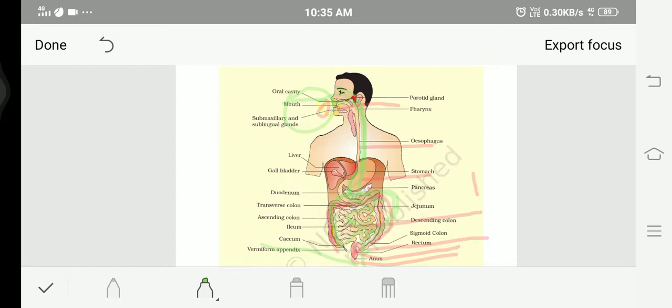So in the next class we are going to study the structure of the alimentary canal or human digestive system, as well as which enzymes are produced by digestive glands.